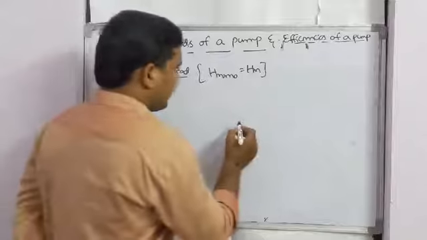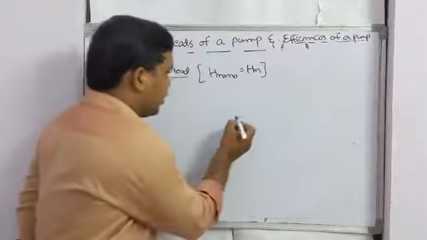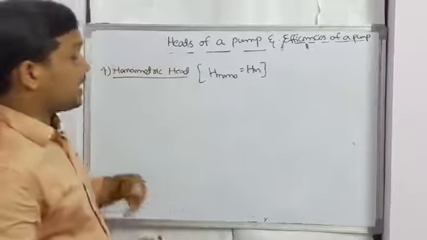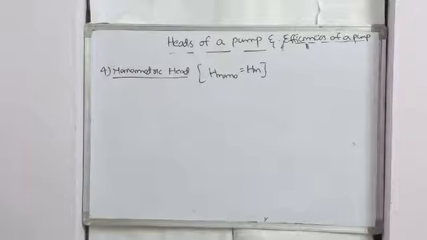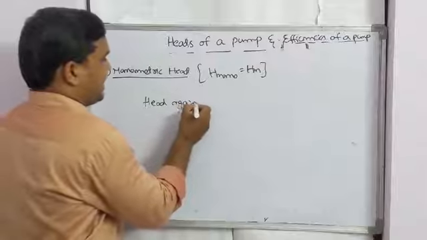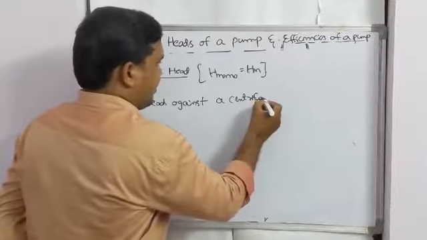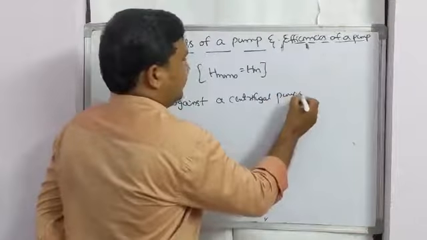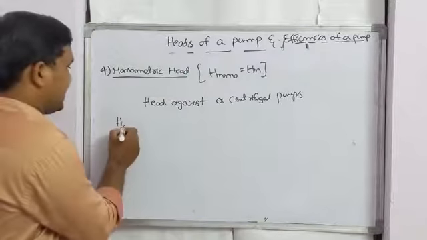The head against which the work done is developed by the pump, so the work done developed by the pump is nothing but the manometric head. It is defined as the head against which a centrifugal pump works. The head on which the centrifugal pump works is simply called H manometric.